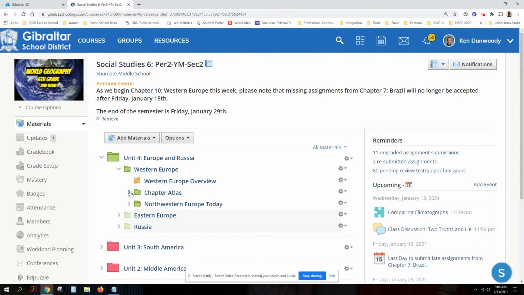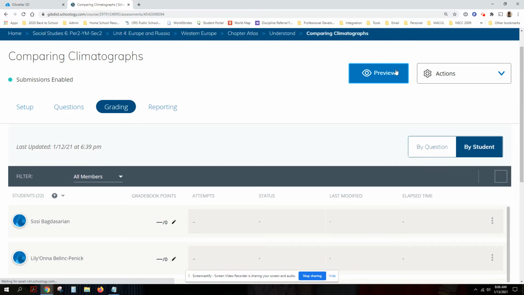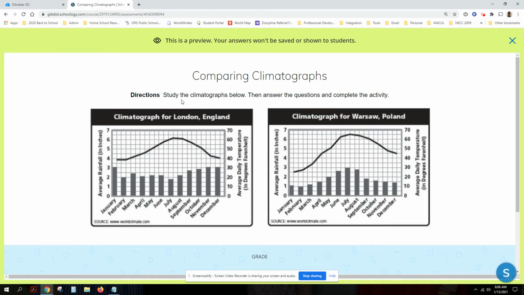We've completed the overview. We've completed the chapter Atlas Learn folder, but now we're working in the Understand folder. So here we are comparing climatographs. Let's click on that and see what that's all about. It says study the climatographs below, then answer the questions and complete the activity. As you can see, a climatograph is a graph that shows what we can expect in rainfall in each of the months of the year. This one here is for London, England, and this one here is for Warsaw, Poland.